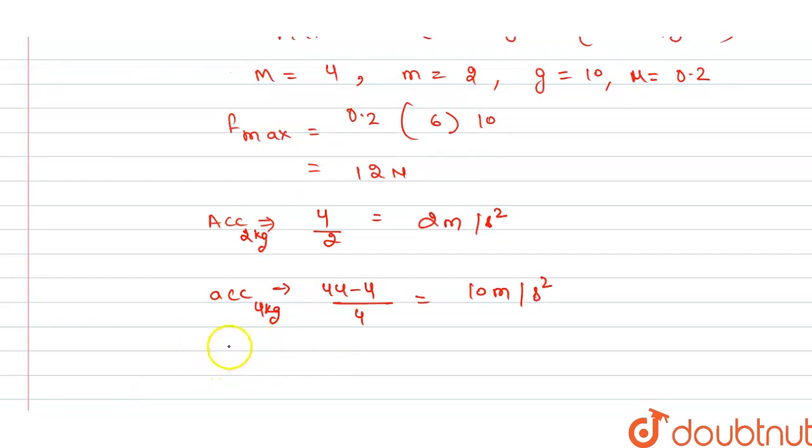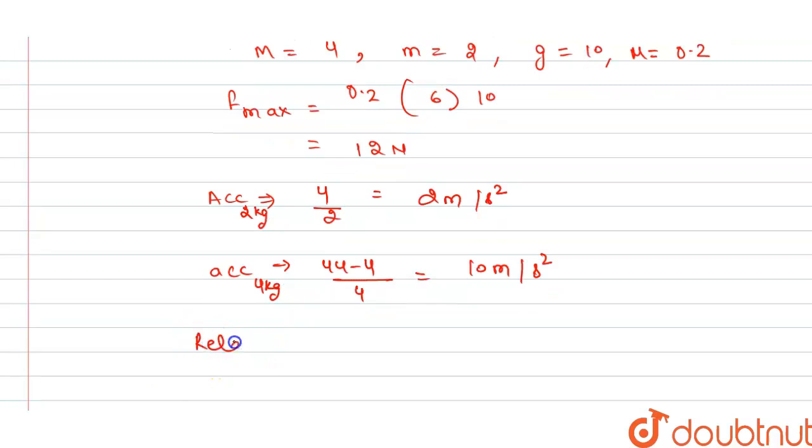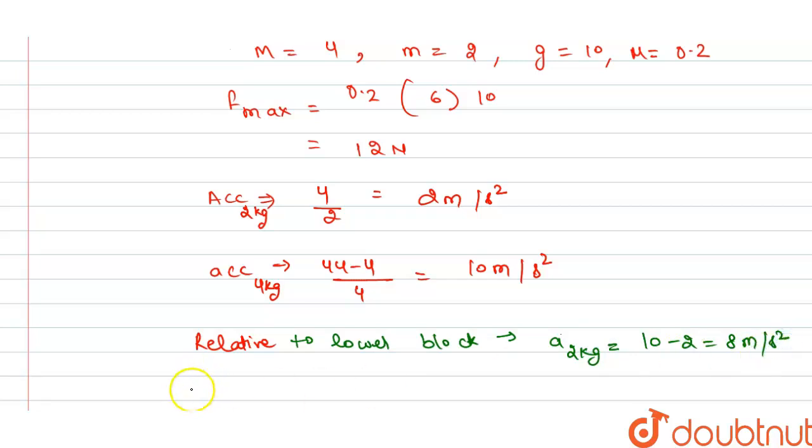Now we can find the relative acceleration. We have to find it relative to the lower block. So we can write here the relative acceleration, so this is the acceleration of 2 kg. So the relative acceleration is 10 minus 2, so we get 8 meter per second square here.